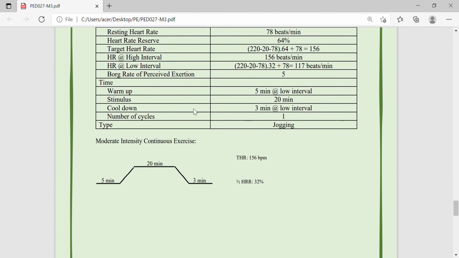Here below, this showcases the illustration of his jog. 5 minute warm up at low interval, again 20 minutes jog, and the 3 minutes cool down at low interval. This is the target heart rate, 156 BPM, and the half of his heart rate reserve, 32%.